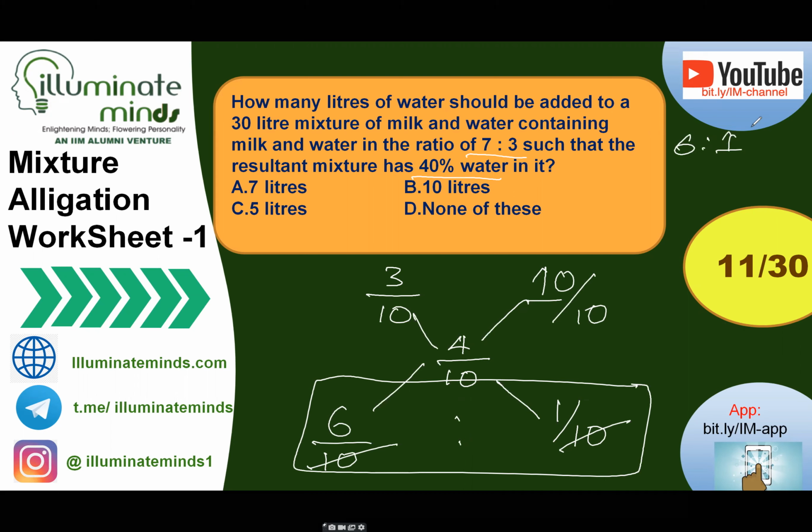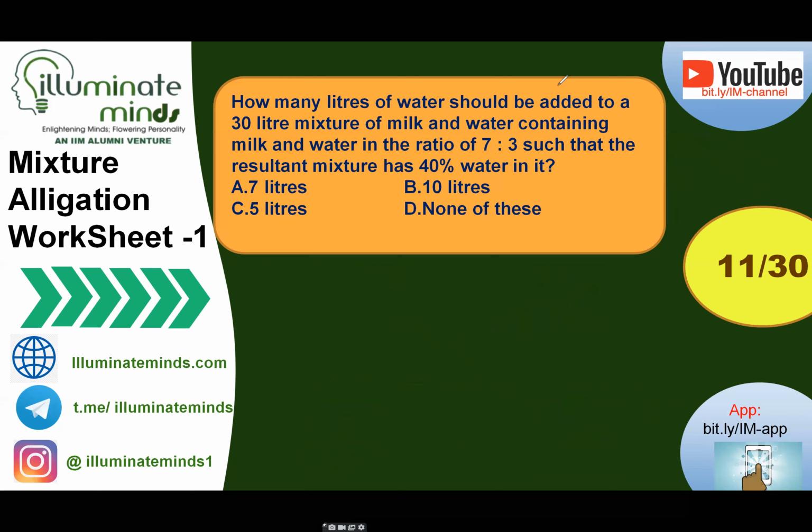Correct, guys? Now 6 is to 1. So how many liters should be added? So this is equal to 30 liters. So this will be equal to 1 by 6 of it, that is 5 liters. So 5 liters of water will be added to reach the final answer. Fine, guys. Okay.